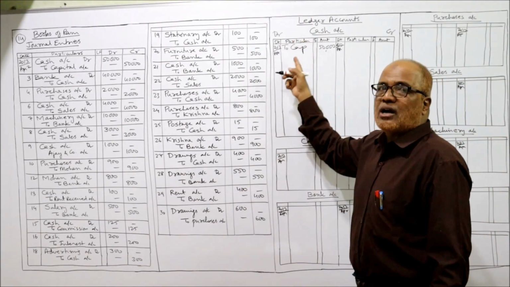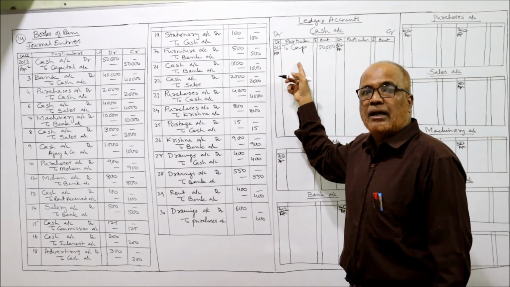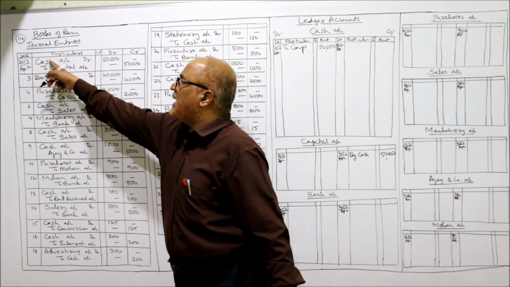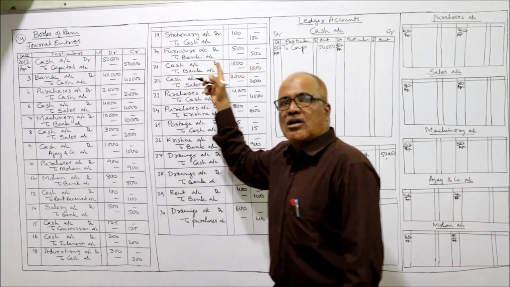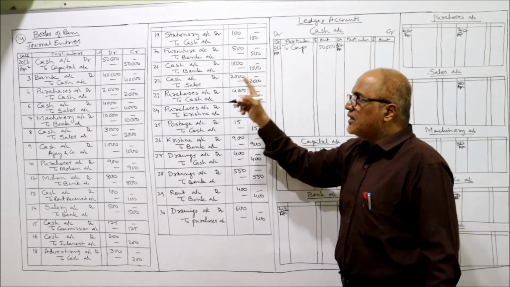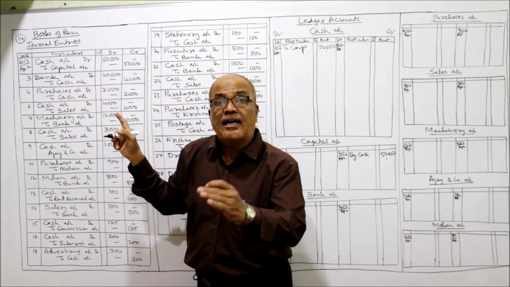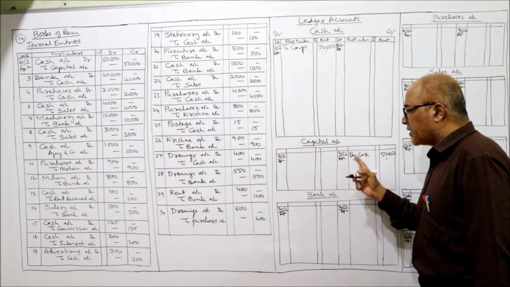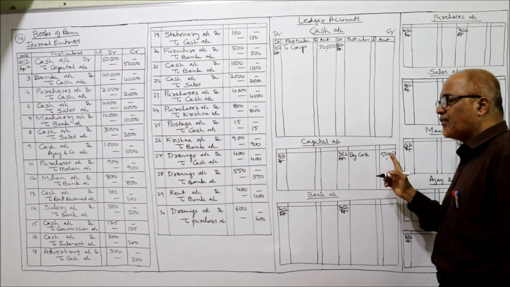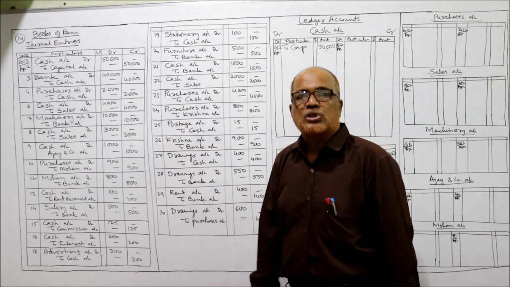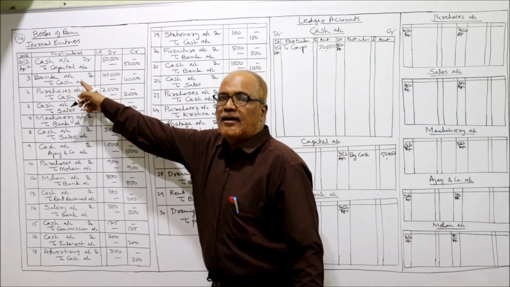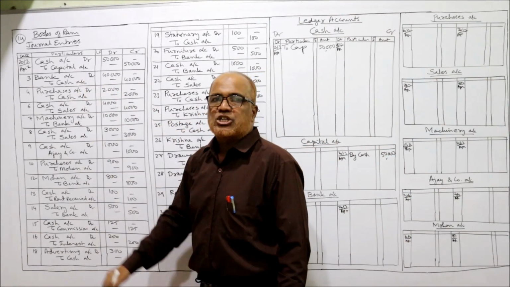When we debit cash account, we write to capital. Opposite of cash is capital. So cash account debit side to capital, and capital account should be credited. So capital account credit side by cash 50,000. First entry posted. Now I am coming to the second entry, bank account debit to cash.